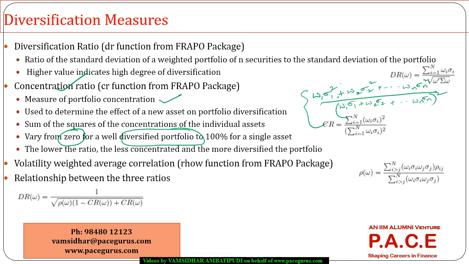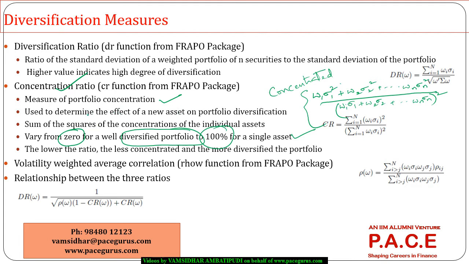But if I'm having only one asset, the numerator is W1 sigma 1 squared, and the denominator is also W1 sigma 1 squared. So the overall ratio is close to 100%. So if it is only one single asset, it means it is more and more concentrated on one single asset class itself. But if the value is much lesser, closer towards 0, that indicates very high diversification as part of the portfolio. So that's another diversification measure that we can talk of.